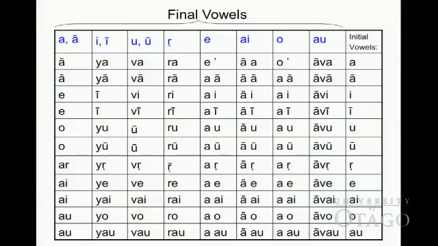And this is the chart. The final vowels in this chart are a, i, u, and so on. And the initial vowels of the next word are in this column. And this is what they change to when they have sandhi, in this area of the chart, and we will study them one by one.